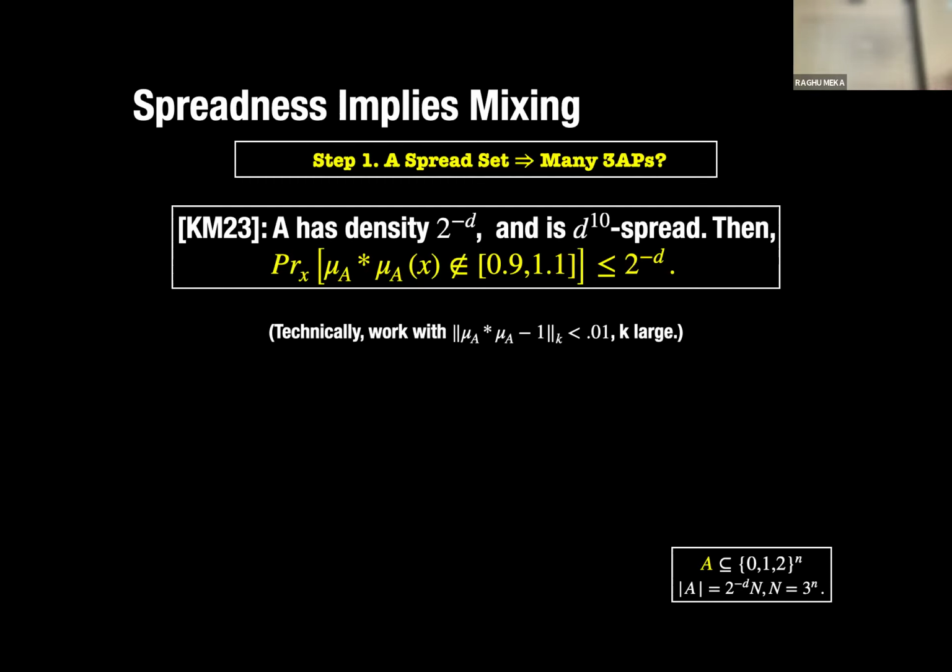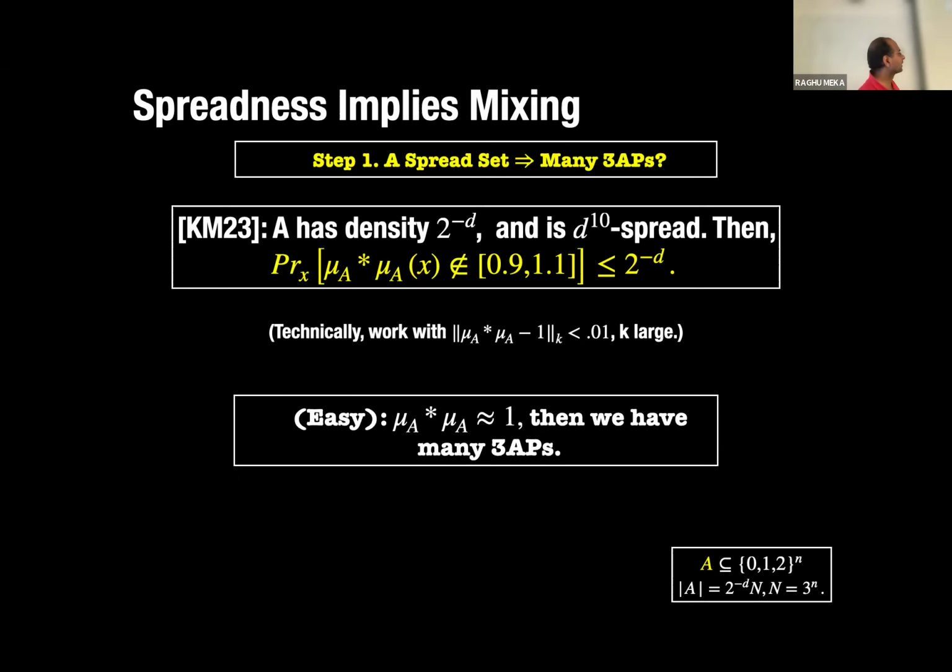And technically, that's the interpretation. Technically, you just work with the kth norm for k which is very large. K is like d or something. And finally, once you have this claim proving that mu A star mu A is close to 1, then getting many 3APs is very easy. In fact, all you need to say is that 2A is a dense set, so you cannot avoid it completely.